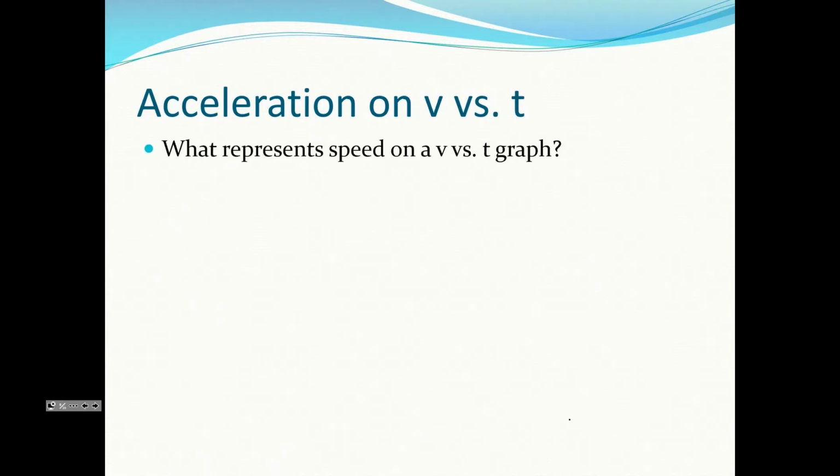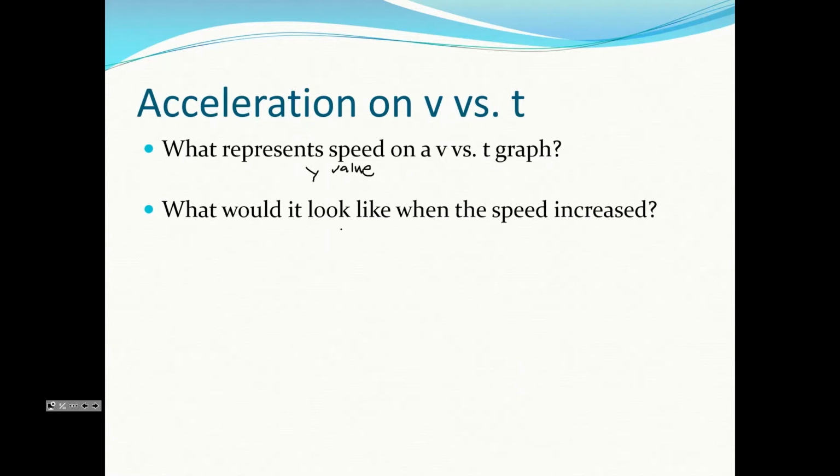Well, what about on a velocity versus time graph? What does speed represent? Well, that's our Y value. So if we want to increase our speed, we want to increase our Y value. So we're going to start off with the Y value that's here, and we're going to end with the Y value that's here. And it's going to be a nice straight line, because our slope is our acceleration. So we want a constant acceleration. We'll always have a constant acceleration. So it's just a straight line that looks like that.